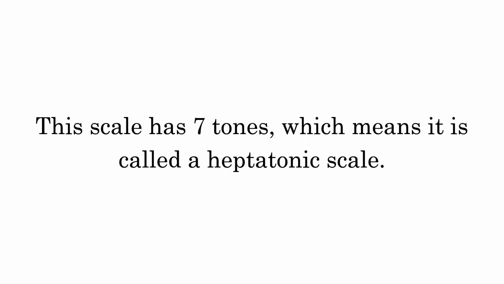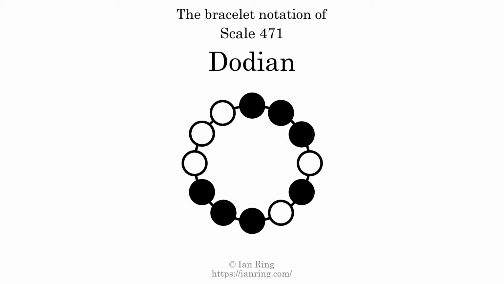This scale has 7 tones, which means it is called a heptatonic scale. This is a bracelet notation diagram of scale 471. The shaded circles represent tones that appear in the scale, and they are read clockwise, starting at the top.